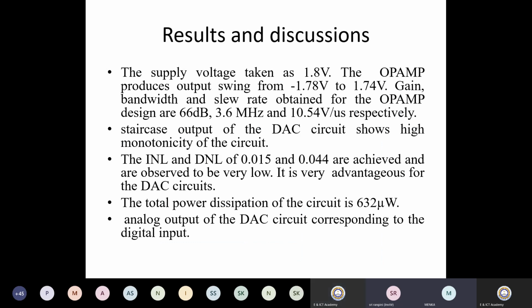Slide number 9 is results and discussions. The supply voltage taken was 1.8 volts, because we are using the 180 nanometer technology node, which provides 1.8 volts maximum voltage. The op-amp produces a swing from minus 1.78 to 1.74. This op-amp swing we have to tune. When you do it once, you will not get the swing in this range.